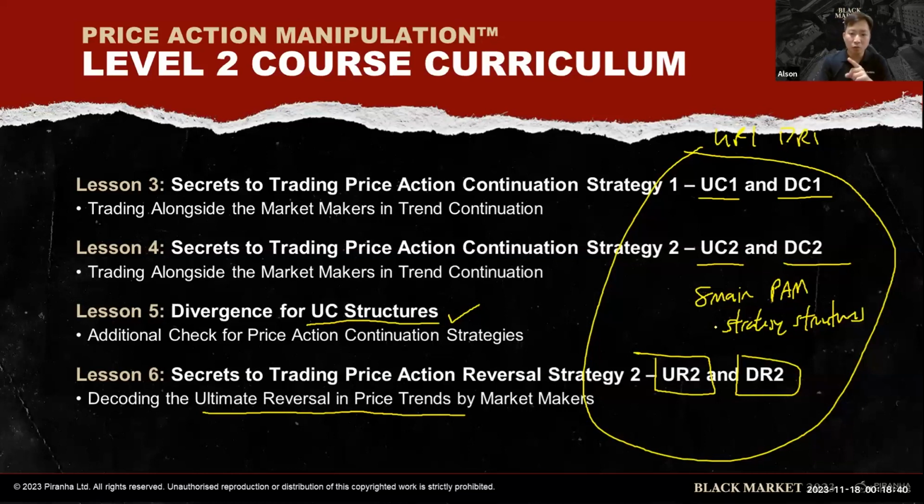In fact, UR2 is why Adobe crashed. UR2 is the reason why Bitcoin crashed in the last cycle. DR2 is the reason why crypto bottomed out, the Chinese market bottomed out in October, and the US market bottomed out in October last year. It is very, very powerful. When you know this, it gives you confidence. When it occurs, you will know what to do.